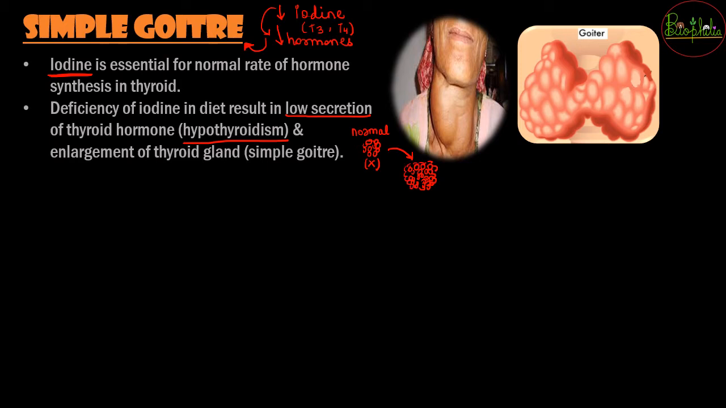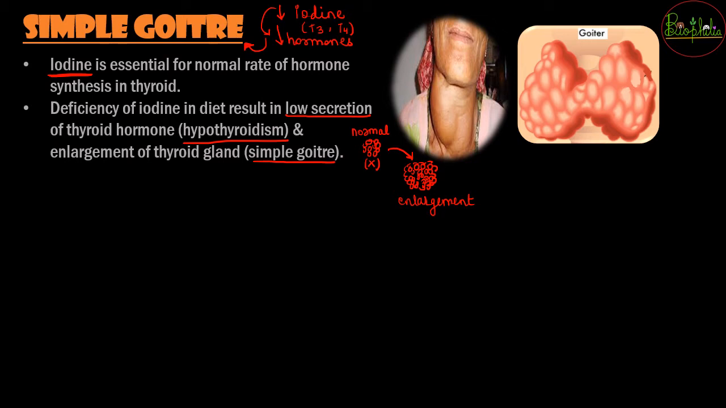When there is going to be enlargement in the thyroid gland, the body will think that now this gland will be able to satisfy the requirement, the requirement will be fulfilled, and because of that the body is going to take a step of enlargement of the gland. And once there is enlargement of the thyroid gland, it is called simple goiter.